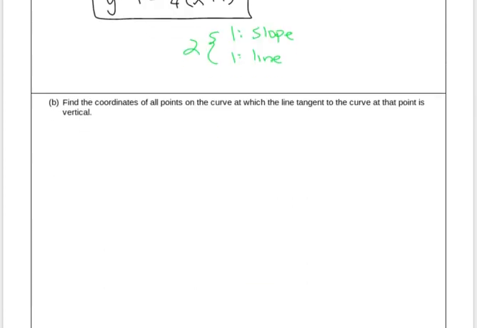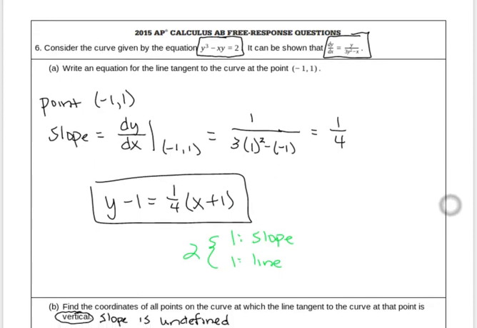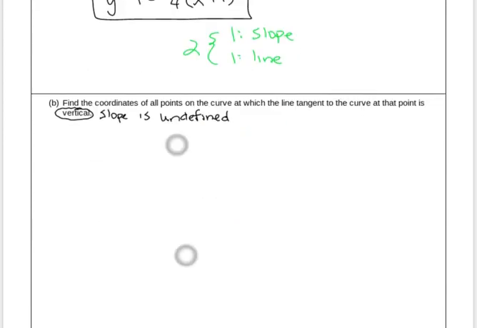Part B here, we're asked to find the coordinates of all points on the curve at which the line tangent to the curve at that point is vertical. So we know if we're looking at a tangent line being vertical, it means that the slope is undefined. Well, in order for the slope to be undefined, we must be trying to divide by 0. So if we look at our equation here, the denominator is 3y squared minus x. So we want to know when is 3y squared minus x equal to 0. If we can find the coordinate points where that happens, then we would know that the slope is undefined.